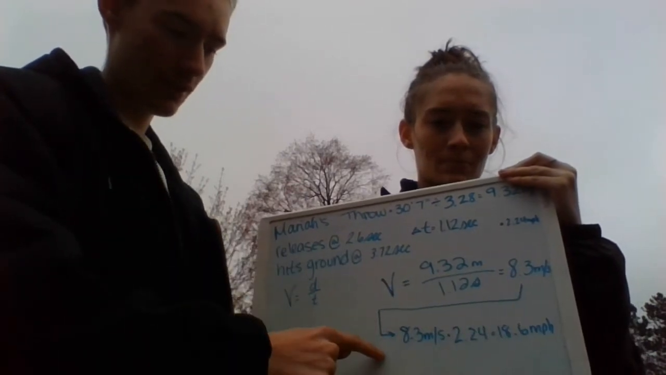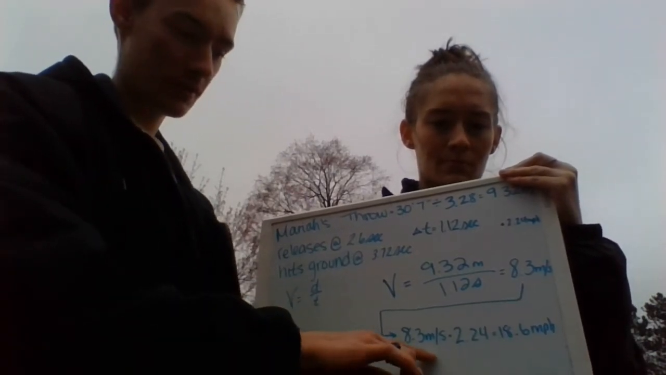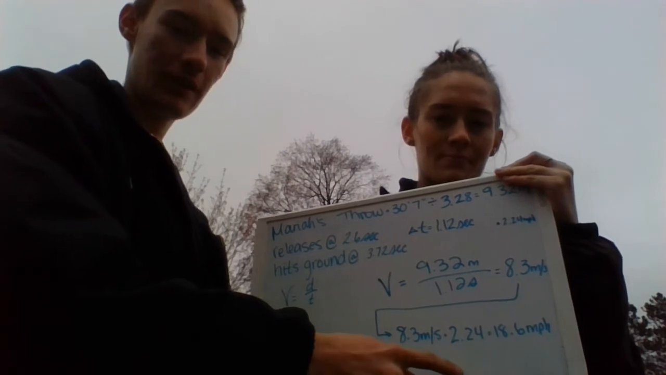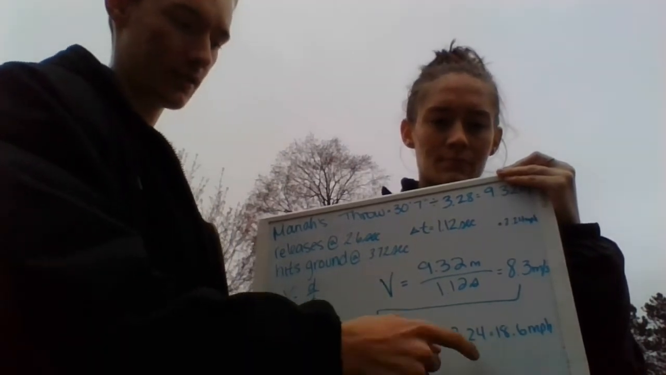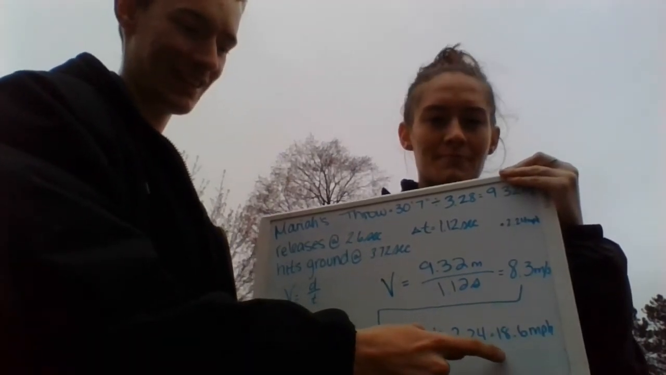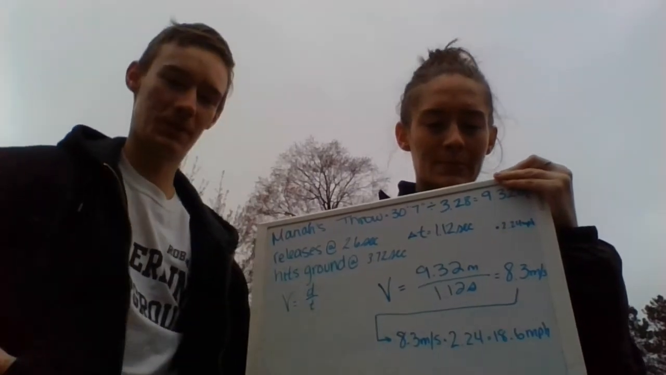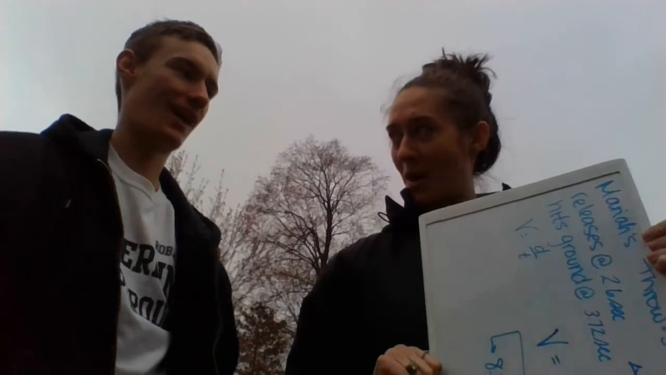You take 8.3 meters per second and multiply it by 2.24, because that's a conversion number, and then that becomes 18.6 miles per hour. So Robbie threw a little bit faster than me, but not by much.